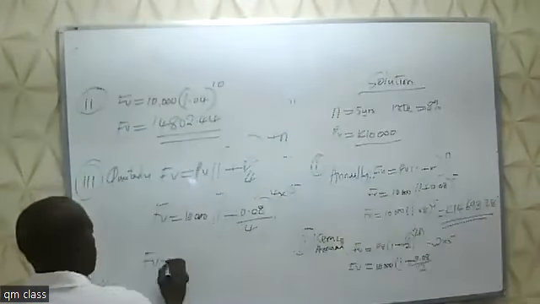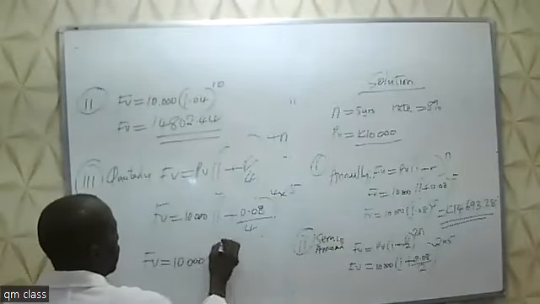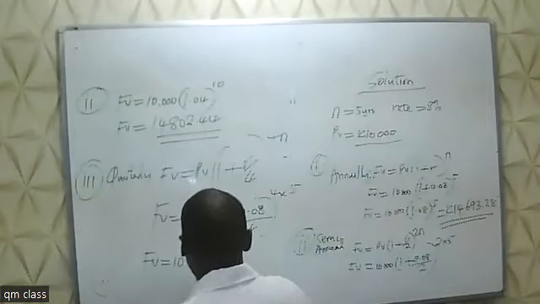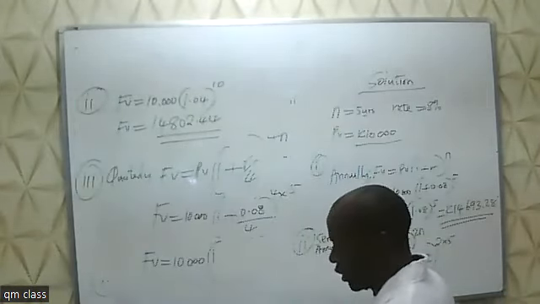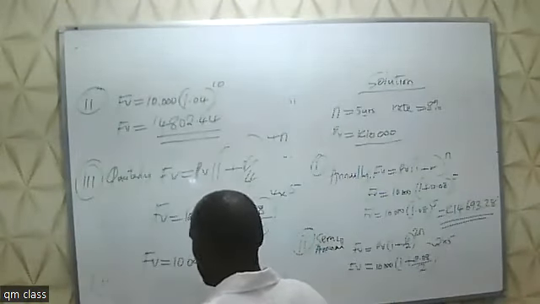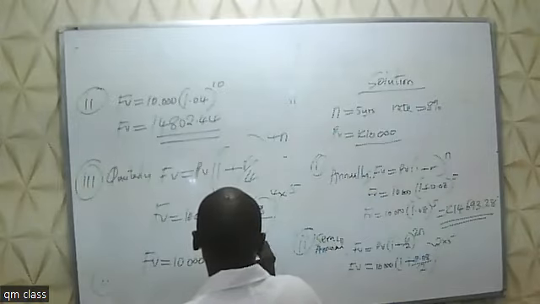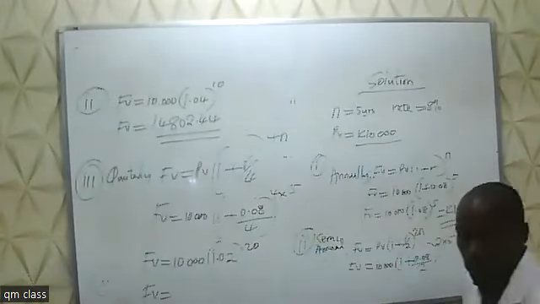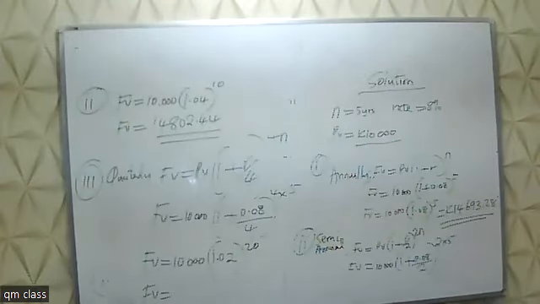So the future value is going to be 10,000 times the other part, which is 1 plus 0.08 divided by 4. That is 0.02 plus 1, so 1.02 to the power 20. So our future value we can find after combining and computing that.